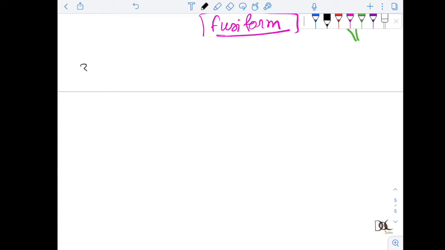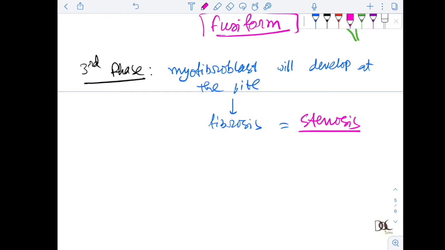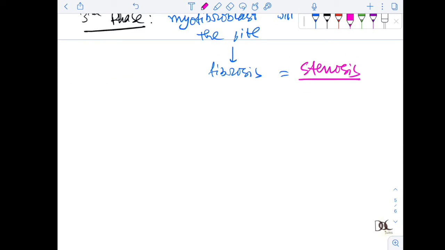Now the third part. In the third phase, the last phase, what happens? Smooth muscle myofibroblasts will develop at the site. So fibrosis and eventually stenosis. So distal ischemia may be there. Thrombosis may also occur at the site.